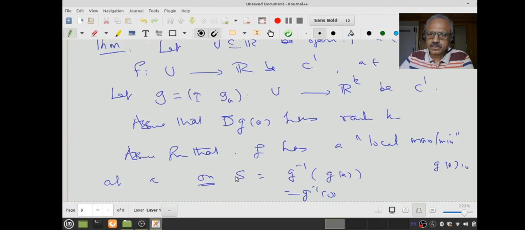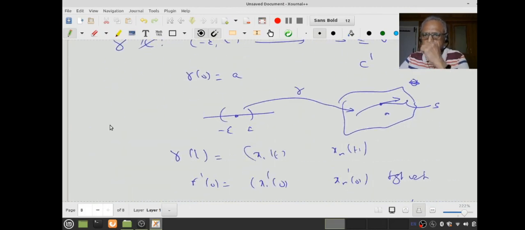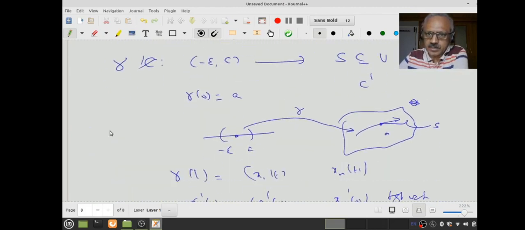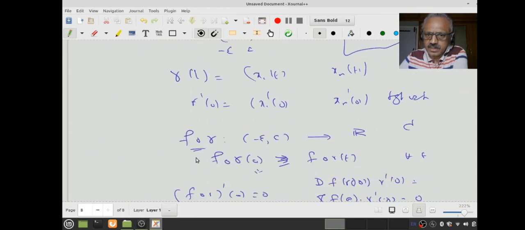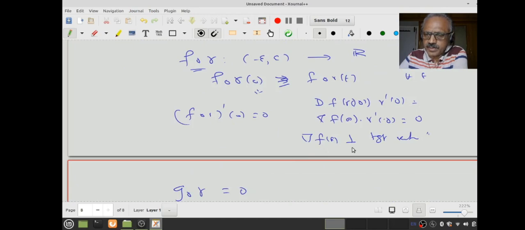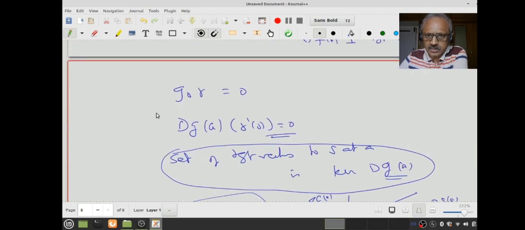So let us look at that. I think the tablet screen was not shown. As earlier we saw, nabla f at A is perpendicular to the tangent vector. It's the same case as the earlier one with one constraint. Now let's look at the second constraint. That's also the same, because g composite gamma is 0, because g is 0 on S. Therefore g composite gamma is 0.